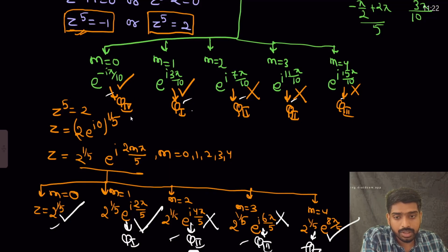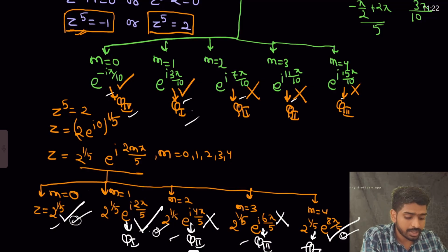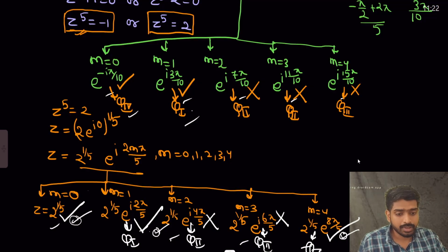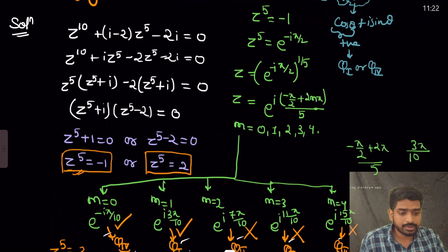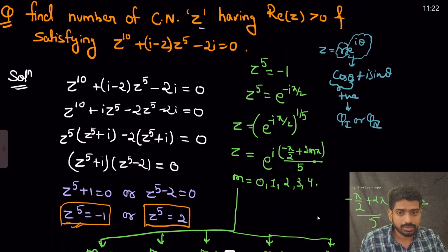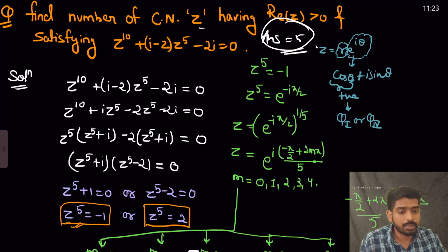So how many solutions did we get? 1, 2, 3, 4, 5. So in total, 5 solutions are there for which my real part is positive. My answer is 5. They asked how many complex numbers. Well, there are 5 complex numbers for which the real part is positive. Now come to the next question.